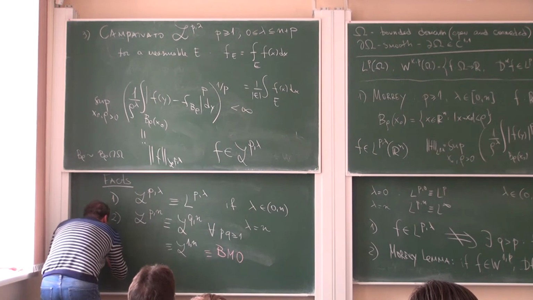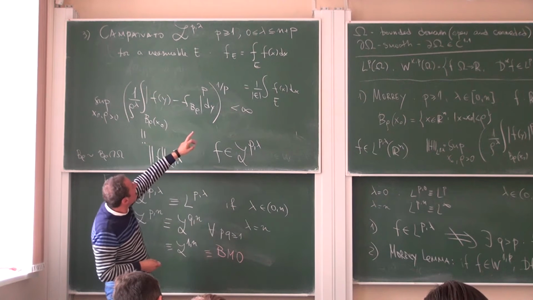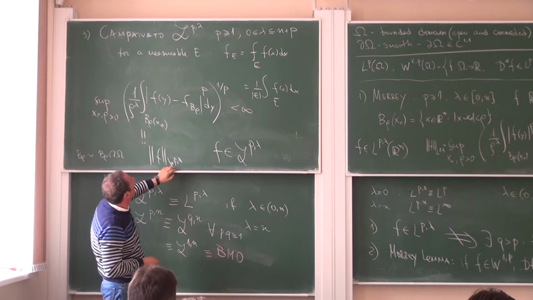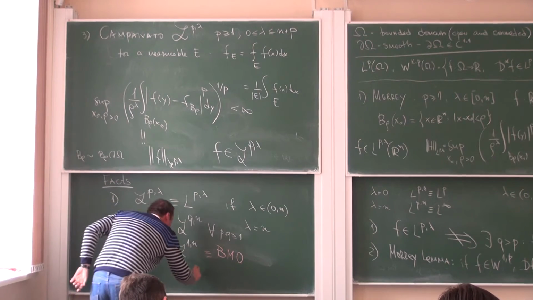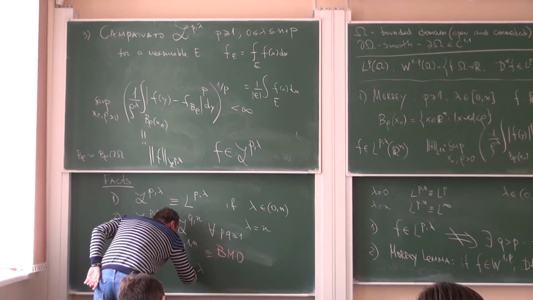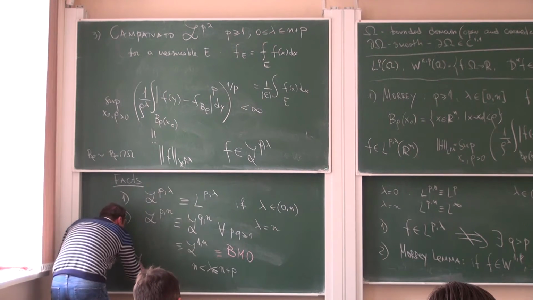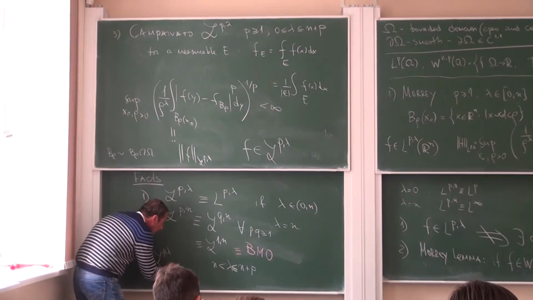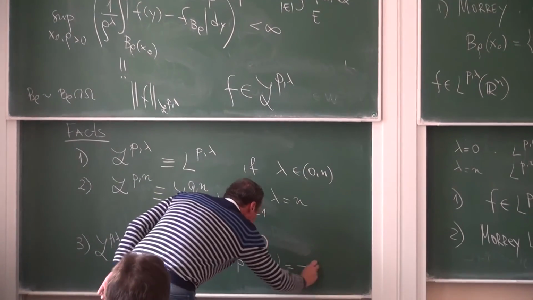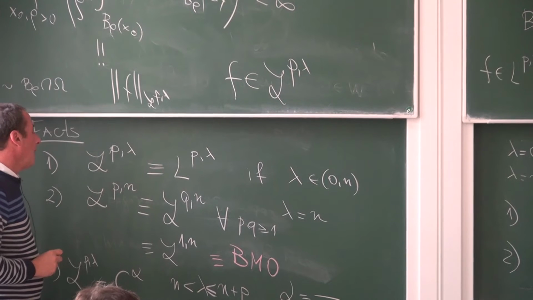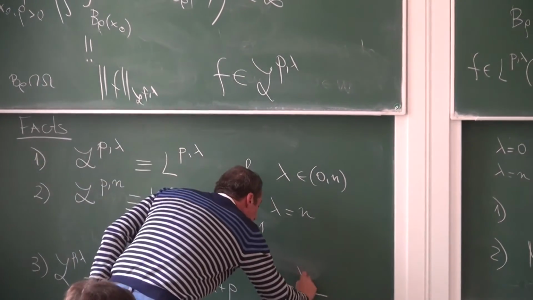The more interesting is the third property, which considers the case when lambda, you remember at the definition, lambda is less than or equal to n plus p. So the third case is what happens when lambda is greater than n, but less than or equal to n plus p. And what happens now is that the Companato space L^{p,lambda} is nothing else than the Hölder space with exponent alpha, with alpha given by lambda minus n over p.